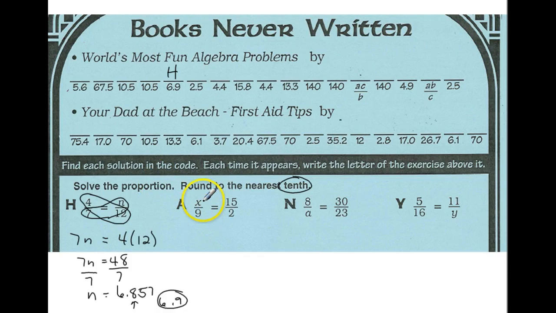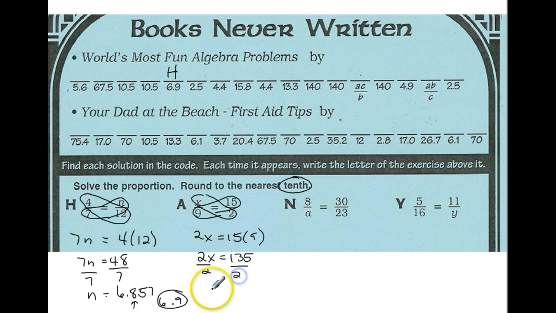Let's take a look at A. My cross products, I've got 2x and 15 times 9. So 2x is equal to 15 times 9. I'm going to set it up as an equation. 15 times 9 is 135. I'm going to divide both sides by 2. And I'm going to get x equal to 67.5. So that number terminates right there, and I don't need to round it. It's already finished for me.